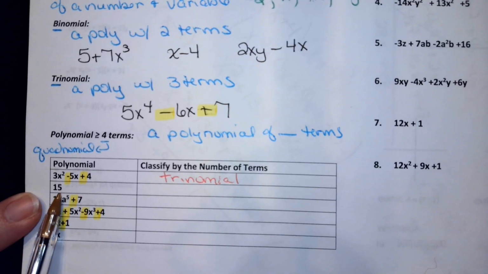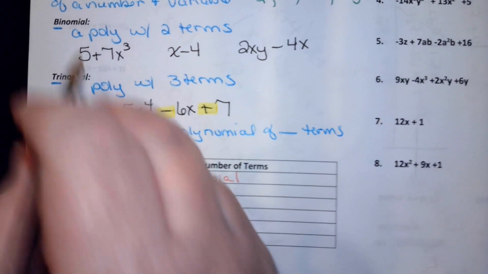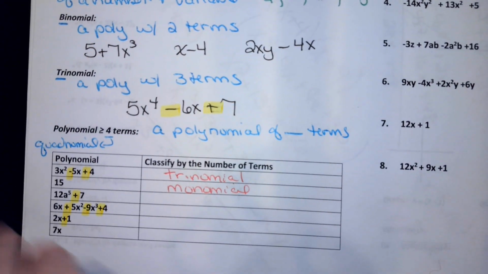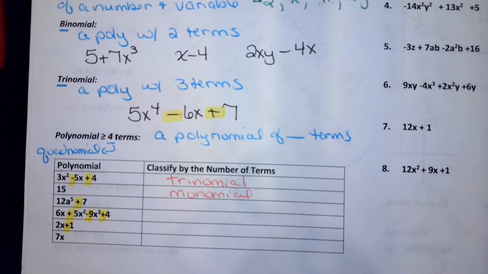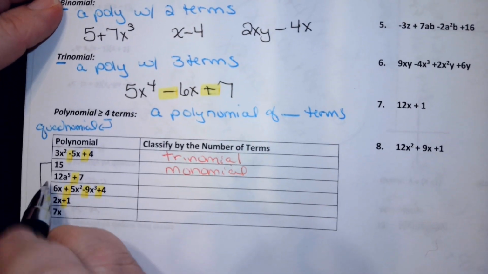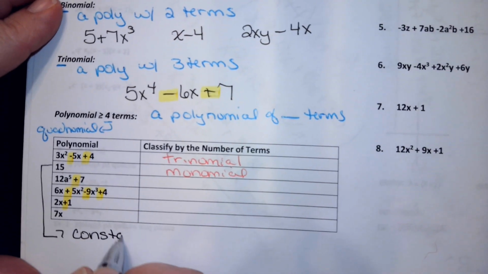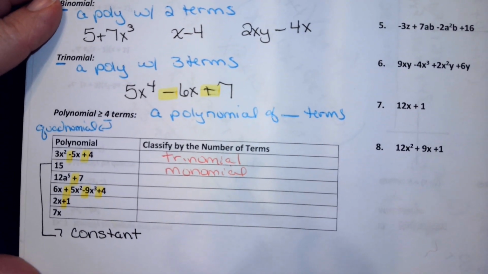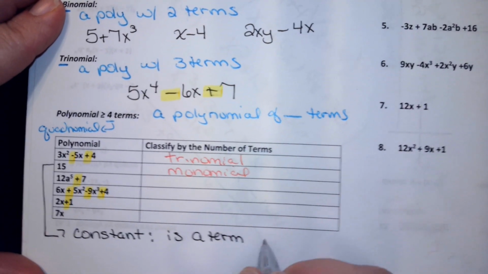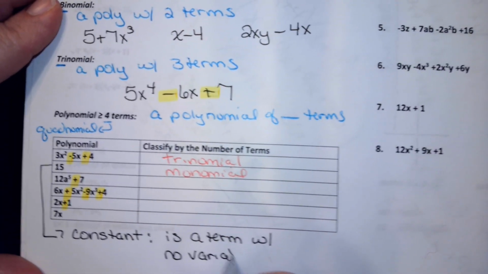Next, 15. I see no additional subtraction, so this is called a monomial because it's just 1 term. And it's actually a specific type of monomial. When your term has no variables, it is called a constant. A constant is a term with no variables.